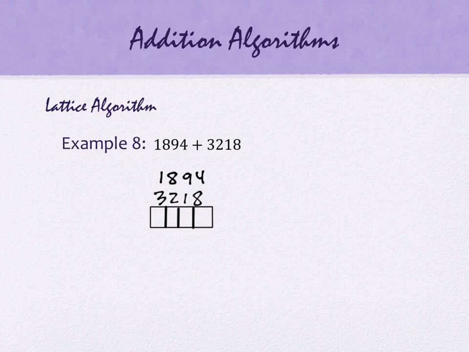And then we're going to split our boxes diagonally. I promise we'll get to why in a second. But it looks like a lattice. This is why it's called the lattice algorithm. It's got that image to it. And again, I have the ability to move from left to right, and that's very nice.